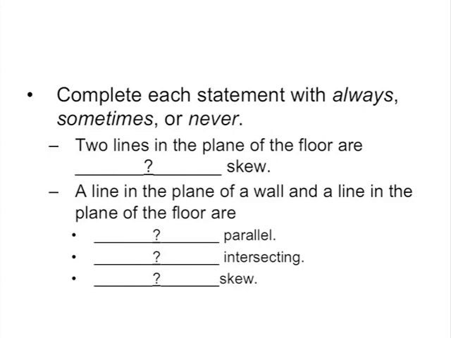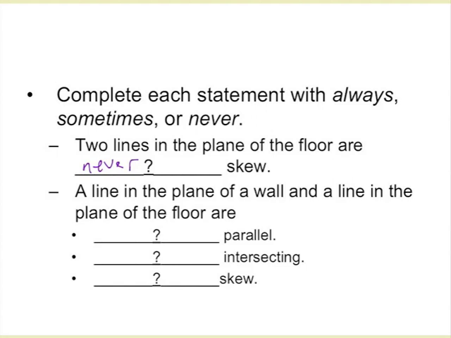Two lines in the plane of the floor are blank skew. So what does it mean to be skew? Different planes. So if I'm putting them both on the floor, could they be in different planes? No. So this is never. It's not possible. If they're both in the floor, they're in the same plane. So they could at most be parallel, but they couldn't be skew.